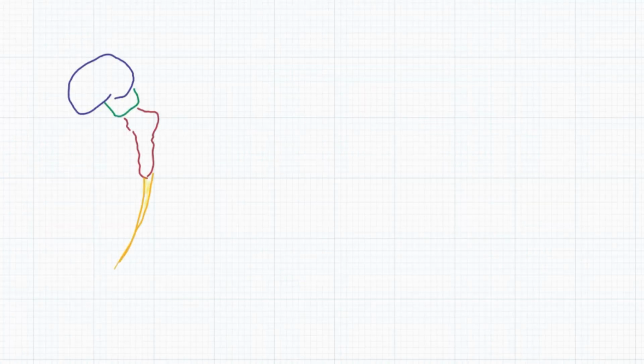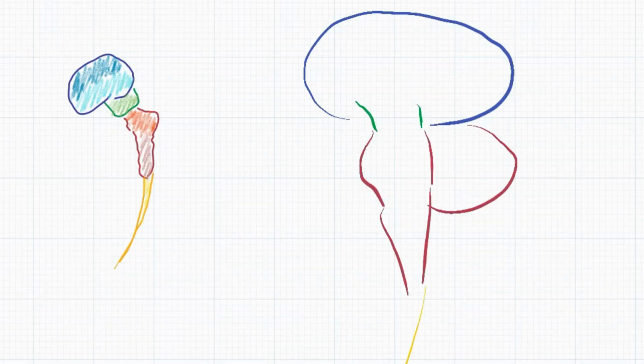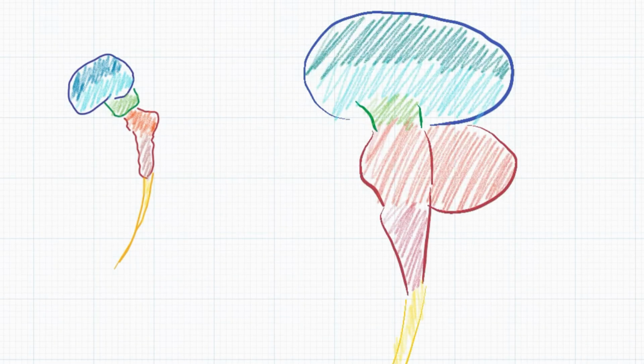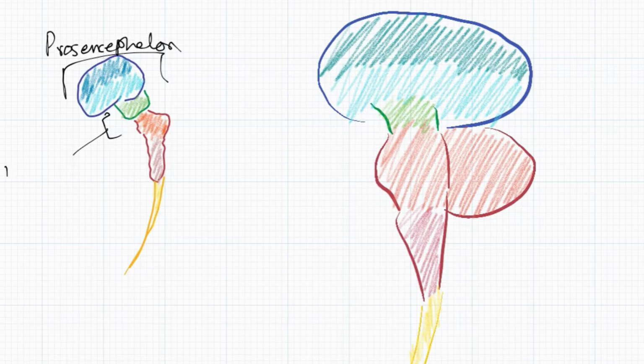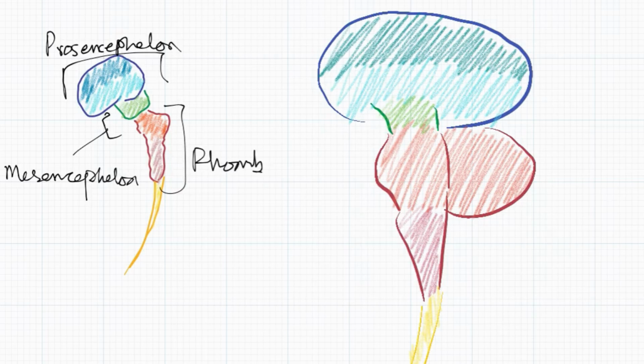In order to understand the embryology of the eye, we must first understand the basics of neuroembryology, as the eye is an outgrowth or projection of the brain. Now, the embryonic central nervous system consists of four structures: prosencephalon, mesencephalon, rhombencephalon, and the neural tube.